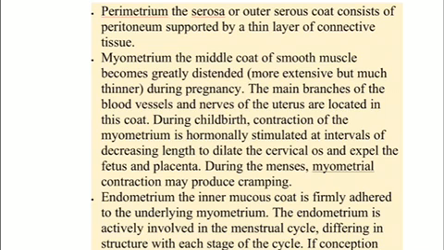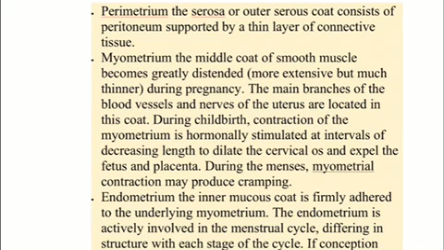During childbirth, contraction of the myometrium is hormonally stimulated at intervals of decreasing length, and this helps to dilate the cervical os and expel the fetus and placenta, so everyone becomes happy. During the menses, myometrial contraction also produces cramping, which could be painful.